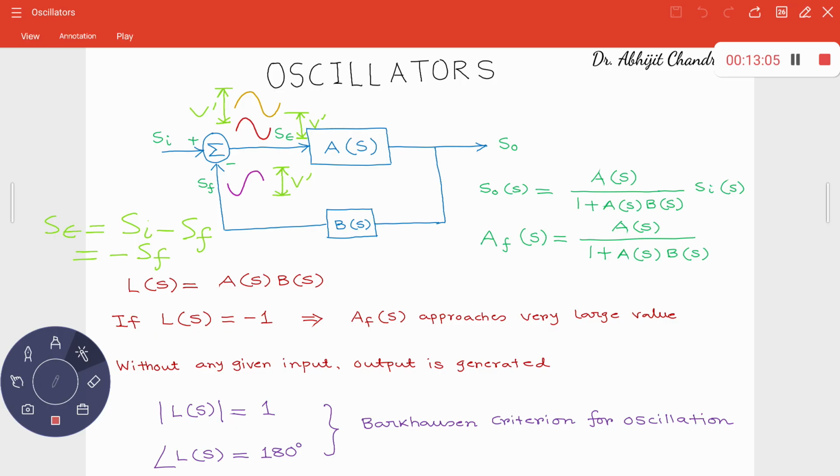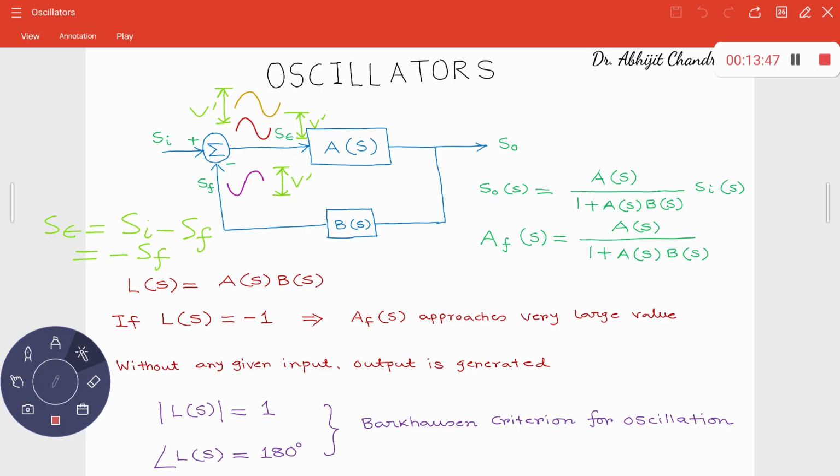As long as this condition holds good, that L(s) is equal to -1, that condition might hold good for a single frequency, or it might hold good for a wide range of frequencies. As long as L(s) is equal to -1, the same output is obtained at S_O, with no change in the magnitude and no change in the frequency. That means there is no phase difference. And we call this scenario the generation of sustained output.